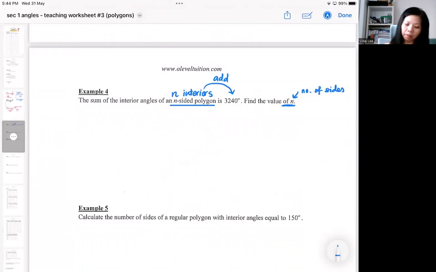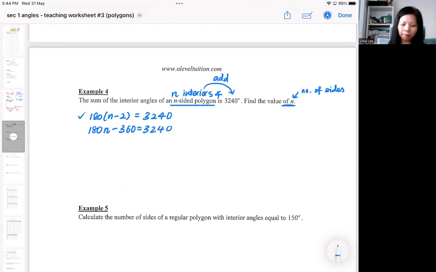Okay, so that means if I apply this formula, I will be getting 3240. That's what the question is saying. You add up all the n interior angles, it will add up to 3240. So you can do it in an algebra format. Depending on how you want to solve it, most of you will prefer to open the bracket first. If you prefer to open the bracket, that's fine. Then do what your algebra tells you.